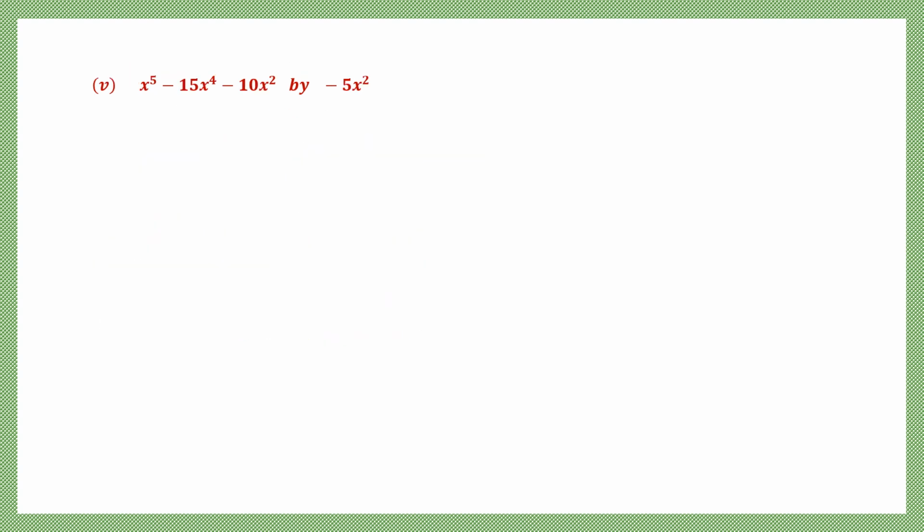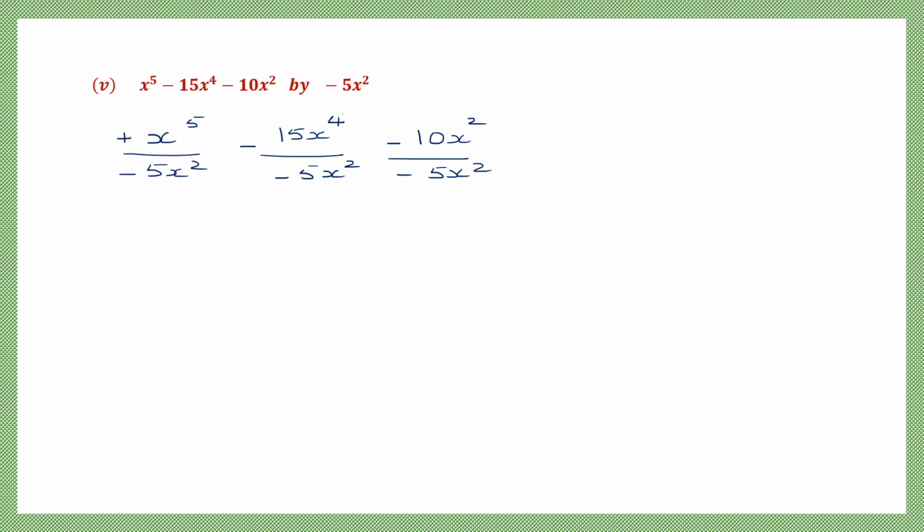So question 5, again let's begin with the first term, x to the power of 5 divided by minus 5x square, then minus 15x to the power of 4 divided by minus 5x square, minus 10x square divided by minus 5x square. So let's begin. The first one is plus. So plus into minus is minus. Now here on top we have 1, so it's 1 by 5. The number remains as 1 by 5. Then x to the power of 5 minus 2.